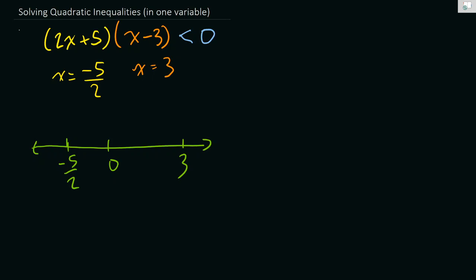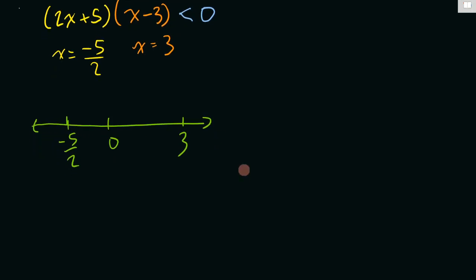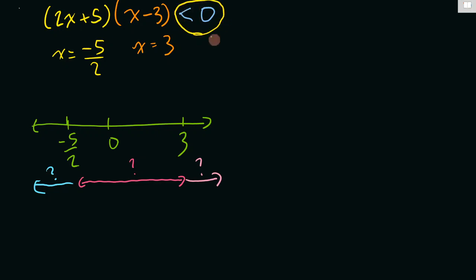Now there's two ways you can approach this. One way, which is really slick, is you can just pick a point, any point in these intervals, and figure out what happens. What we care about is what happens to the left of negative 5 over 2, what happens between negative 5 over 2 and 3, and what happens to the right of 3. If we can figure out what happens in those three intervals, we can figure out if our function is above 0 or below 0. So that's what we're going to do.